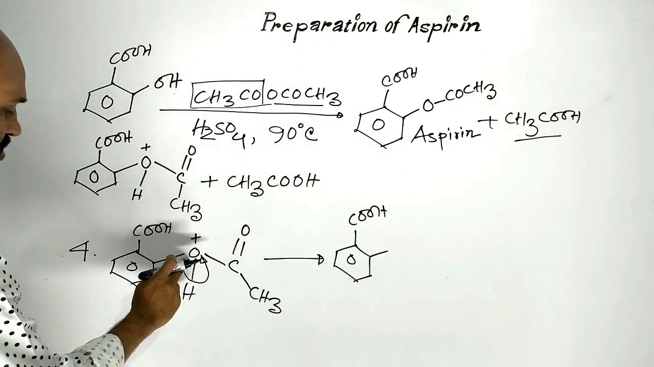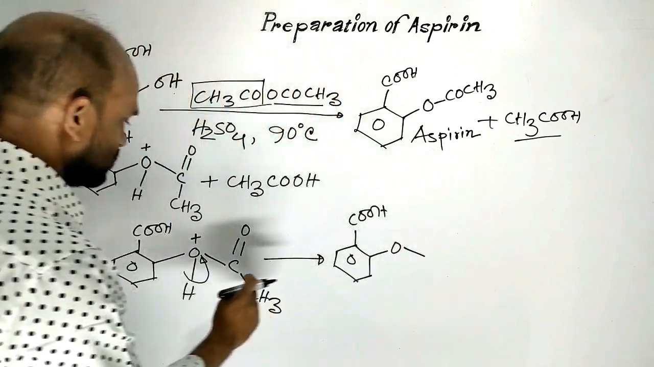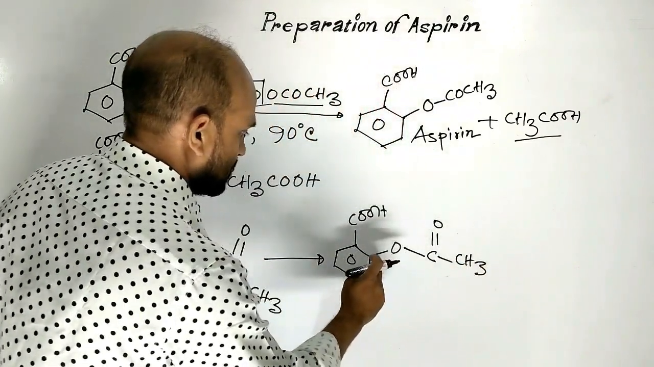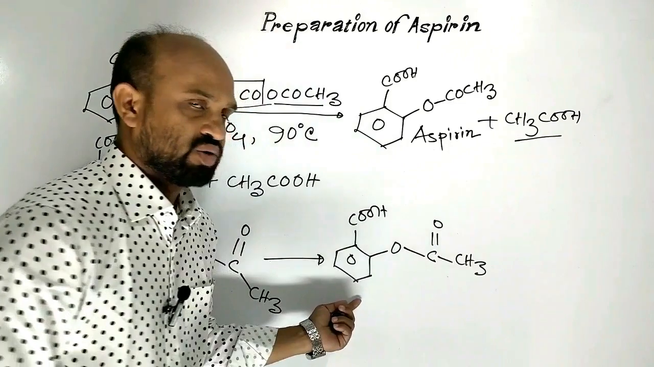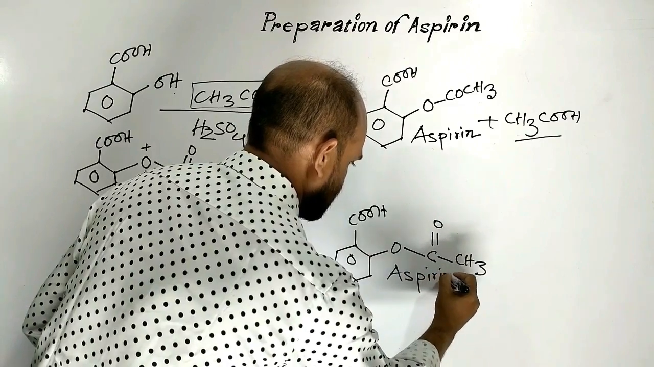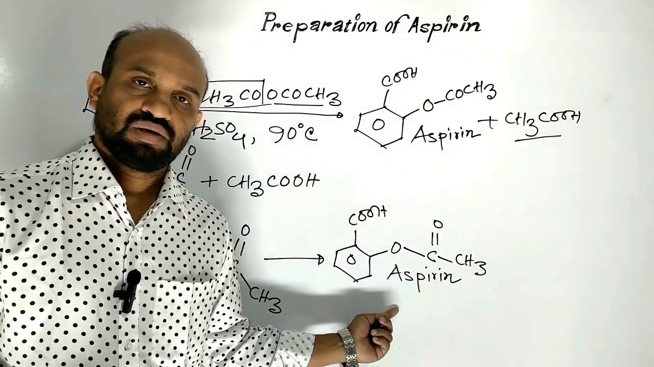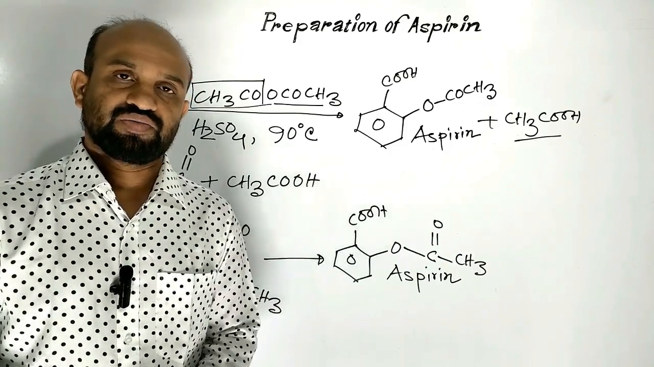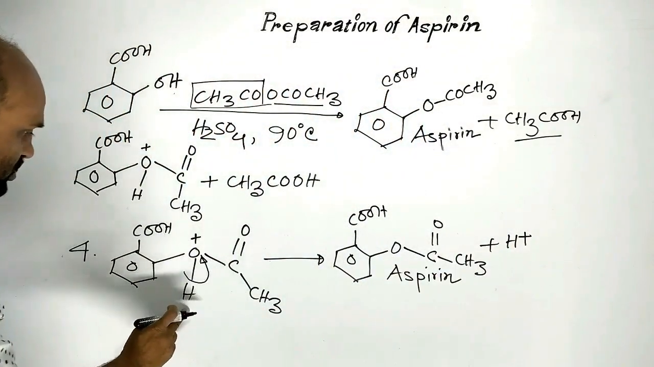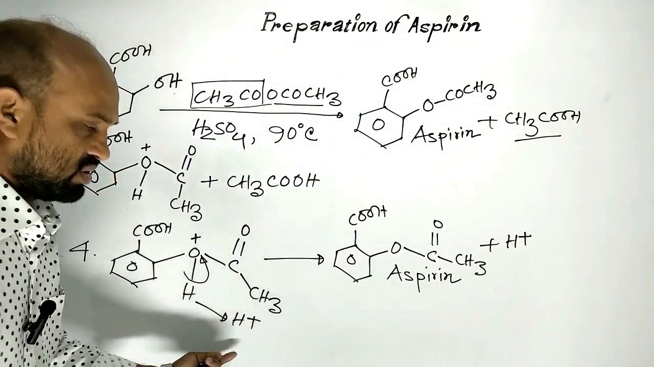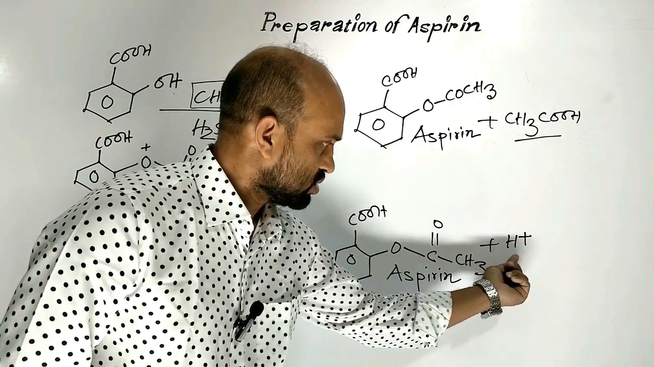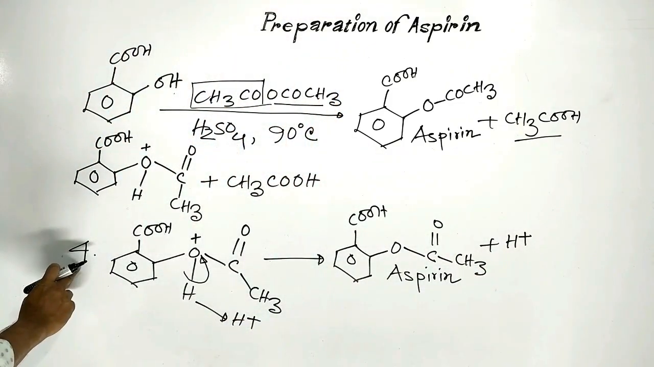Here oxygen with CO CH3, ortho-acetoxybenzoic acid, which is known as aspirin, a kind of drug used to reduce pain and fever, and a proton is formed in this reaction.